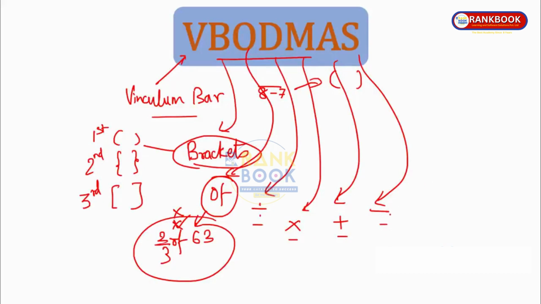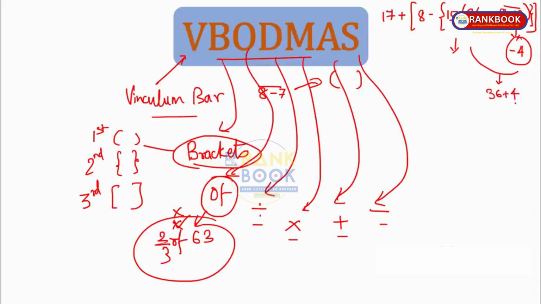Let us take an example to see what exactly we mean. Say we have 17 plus 8 minus bracket open 15 into bracket 36 minus 8 minus 12 bar. So how will we solve? First we will solve the vinculum. 8 minus 12 is minus 4. This is minus 4, and minus minus is plus. So we get 36 plus 4, that is nothing but 40. So let's write 17 plus 8 minus 15 into bracket we have 40.